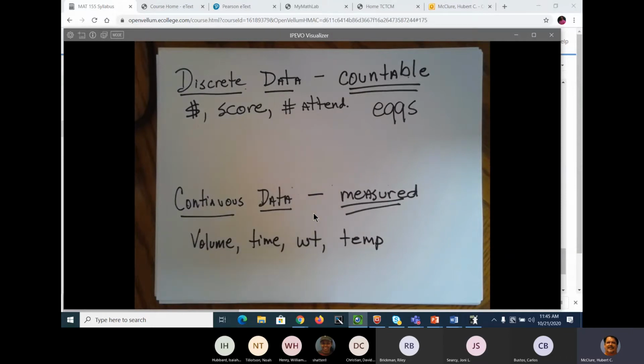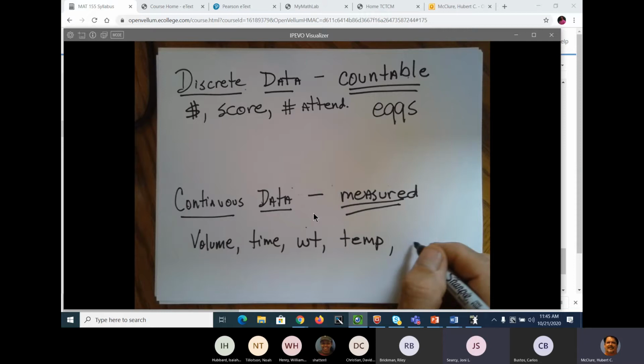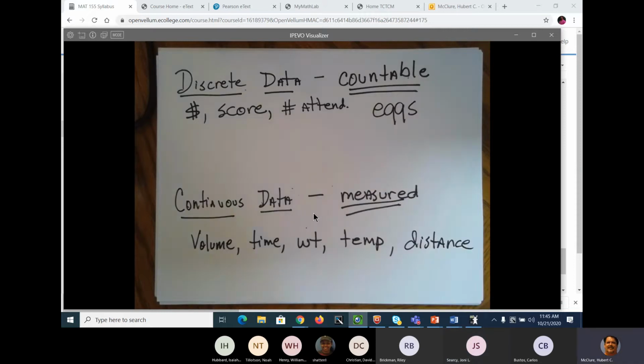Okay, meters, liters, and grams. So we got weight. We got volume for liters. What's meters? What is that? Length. Distance, which is length. So there's your examples of continuous data.